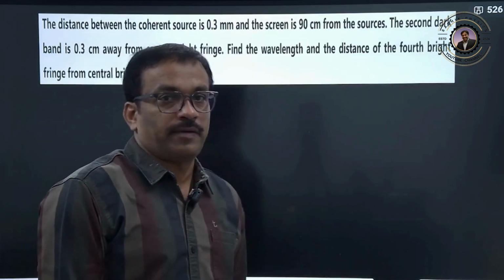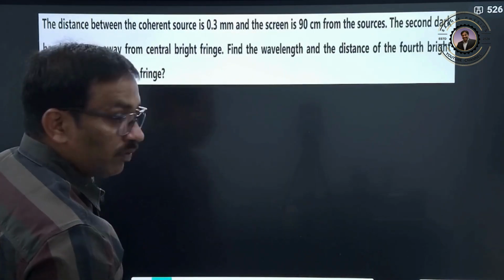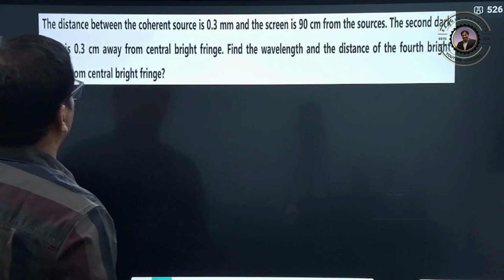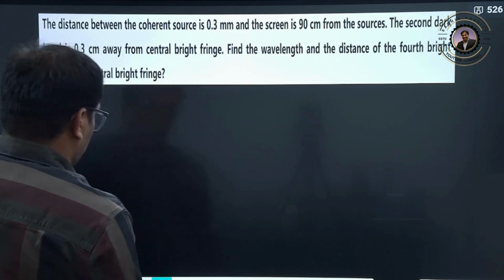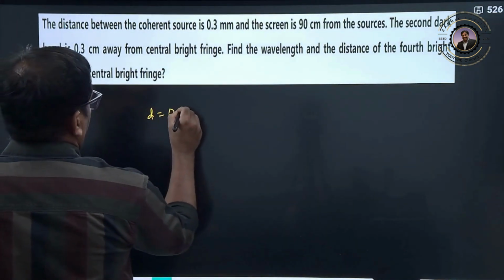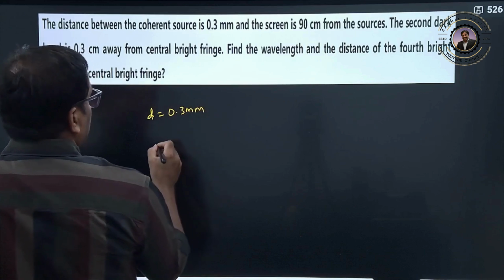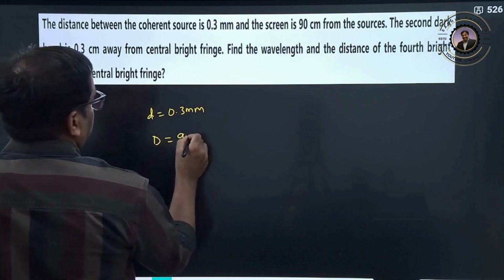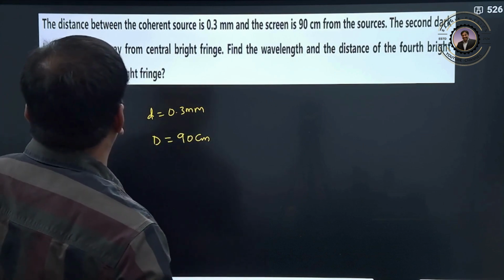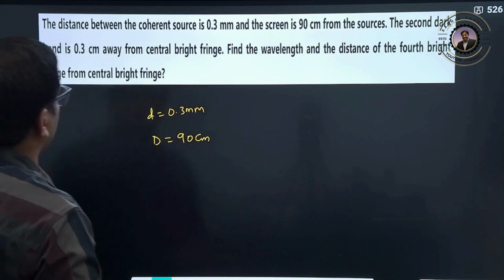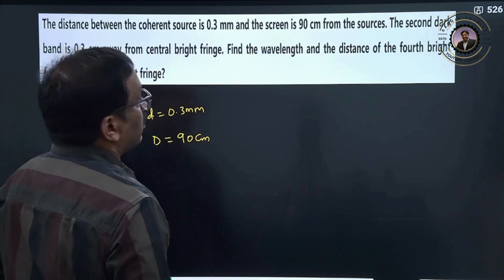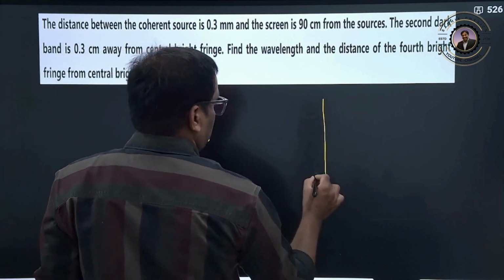Let us see one more question. Here the distance between the coherent sources d is given as 0.3 mm. The screen is placed at 90 centimeter. Clear? The second dark band is about 0.3 centimeter away from the central bright fringe. So he is asking about the second one now.